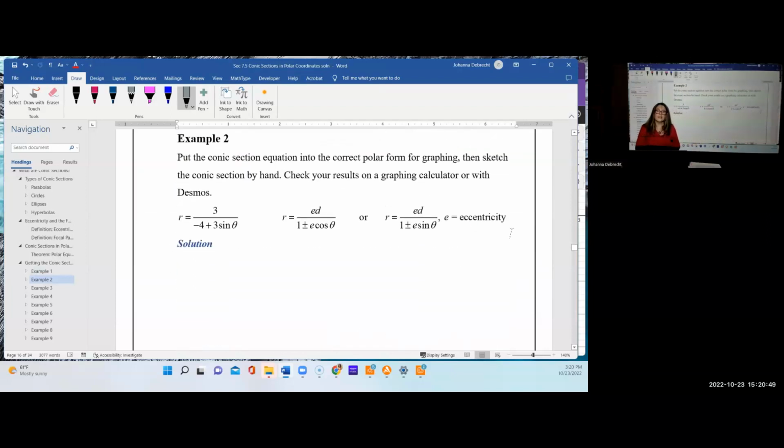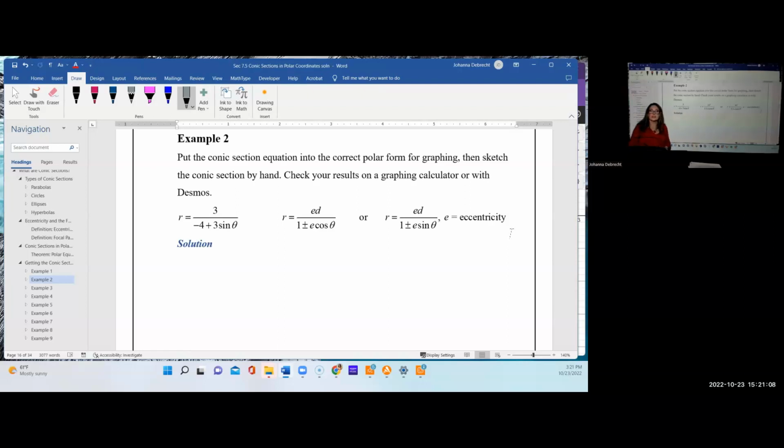Let's take a look at the next example. In this example, we have 3 divided by negative 4 plus 3 sine of theta. Definitely not in working form, so I can't tell yet what kind of conic section it's going to be. I can't tell if it's a parabola or an ellipse or hyperbola.